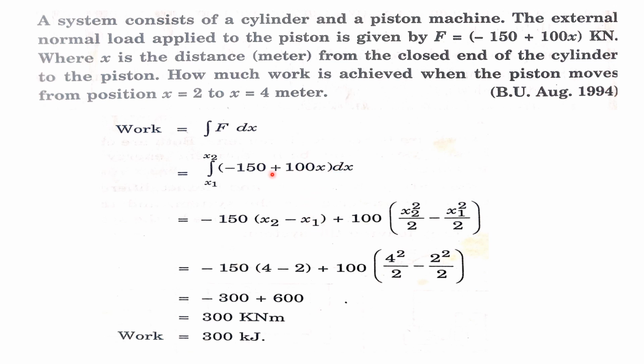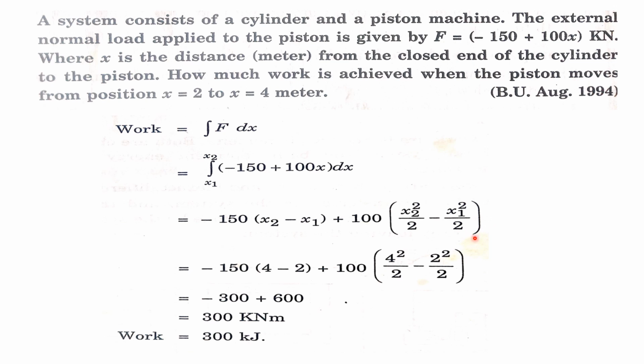So we have simplified here. Integration of dx will be x, so x in the square bracket from 1 to 2. If we simplify it, it will be x2 minus x1, plus, now separately, the integration from x1 to x2 of 100x dx. So 100 I have taken outside, it is common. The integration of x dx will be x square divided by 2. So from x1 to x2, if we simplify it, this will be x2 square divided by 2 minus x1 square divided by 2.